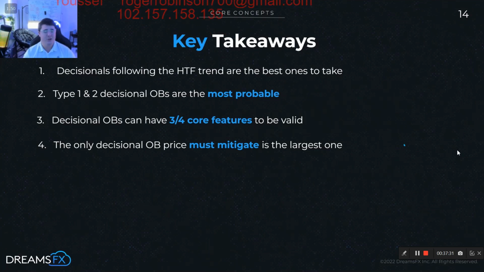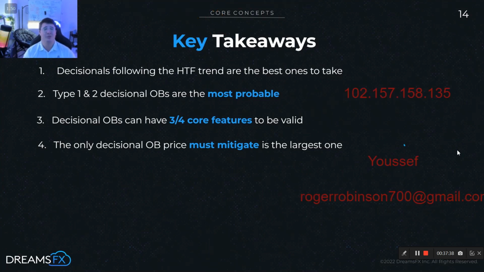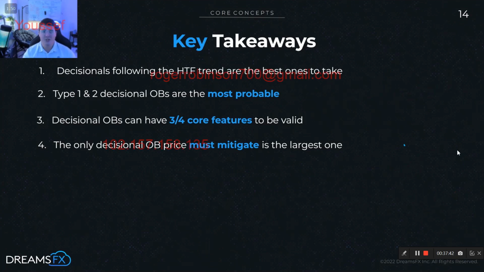If you're on the 30-minute and you see a really good decisional and you identify it, great, keep it. But maybe zoom out to the 1 hour, even the 2 hour. The 2 hour is one of my favorite time frames. I've used it for the past 3 years, absolutely love it. Zoom out to those time frames and make sure that there's no larger decisional that needs to be mitigated.